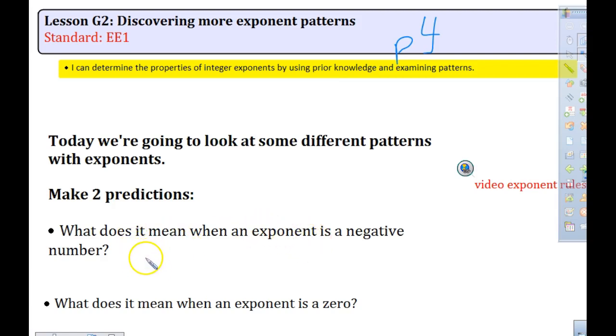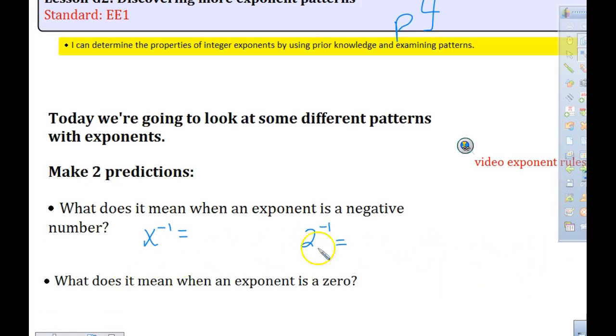That would mean something like, what do you think this is equal to? What do you think if I have this? That's a negative exponent. So I want you to just write a prediction. What do you think would happen? So I need right now in your notes for you to make that prediction.